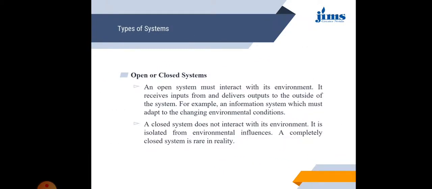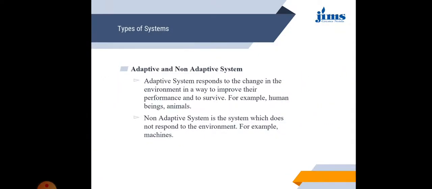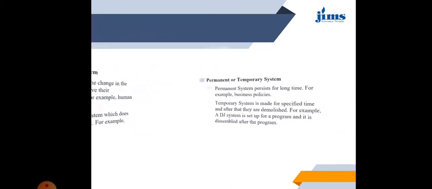Open and closed system. An open system is a system which interacts with the environment. And a closed system is a system which does not interact with the environment, which is not really possible. Adaptive and non-adaptive systems. Adaptive systems are the systems which can adapt to changes from the environment in a way to improve their performance. Non-adaptive systems are the systems which do not respond to the environment.